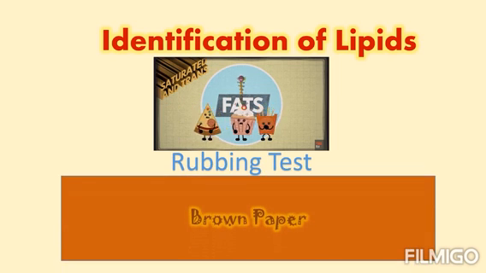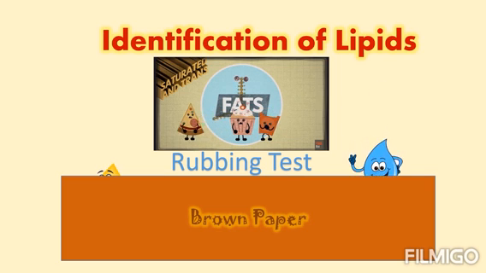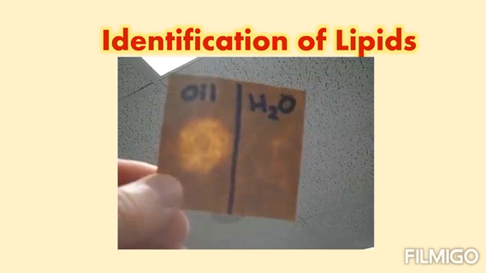Finally, lipids can be identified by a test called the rubbing test. We use a brown paper and bring a drop of oil and a drop of water. We add these two drops on the brown paper and wait to observe. As we observe here, oil leaves something called a translucent spot, while water didn't leave anything.